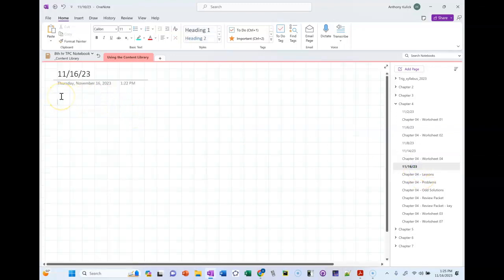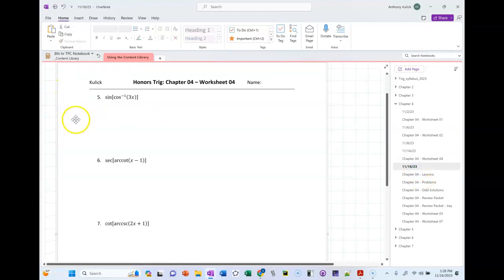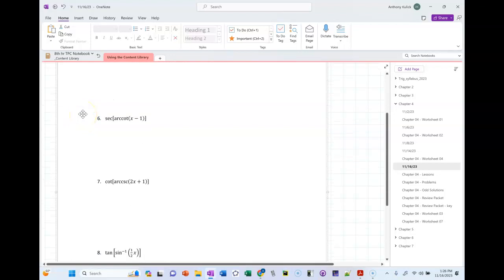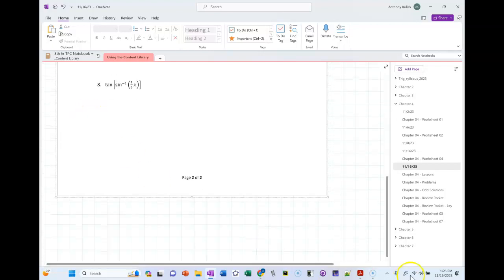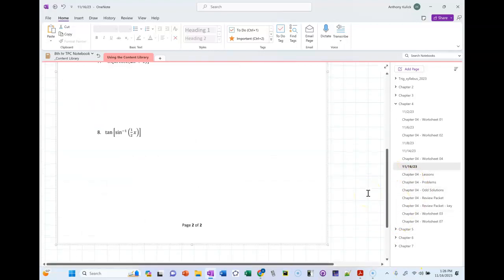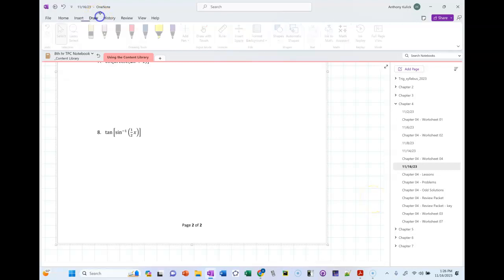So again, at this point, we've done worksheets 1, 2, and 4, Delta Math 1 through 16. Any of that stuff is eligible for questions. Right now, we're starting with number 8 from worksheet 4.